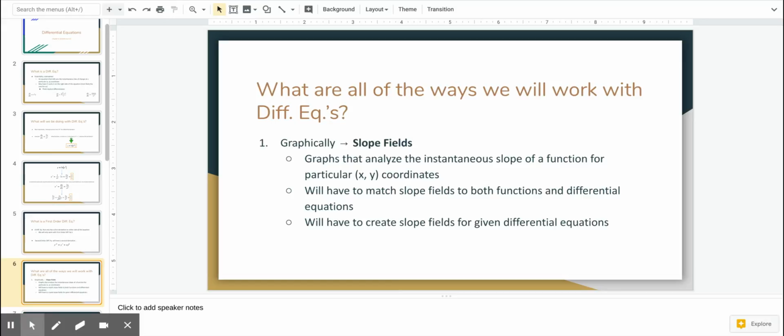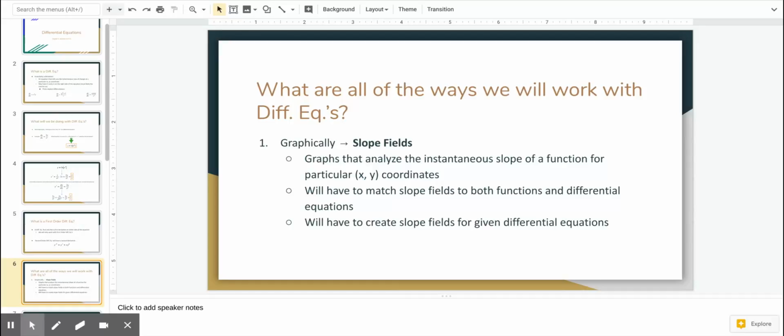We're going to be working with differential equations in a couple of different ways. Today, we are only going to be focusing on working with them graphically, okay? Eventually, we'll work with them analytically, meaning we'll be able to solve differential equations analytically using integration to find that y equals equation. Today, however, I want to talk about the graphical approach, okay?